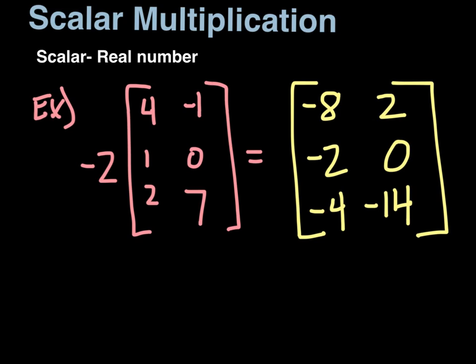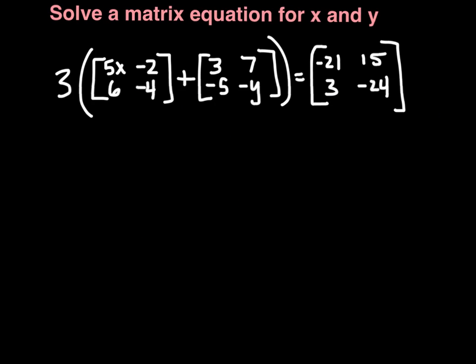All right, so let's try to put all of these skills to use to solve a matrix equation. Here we have a matrix equation, and we're going to solve it for x and y. We have this scalar 3 times these 2 matrices that are being added together. And notice this element has an x, and this element is a negative y. And all of this is equal to this matrix right over here.